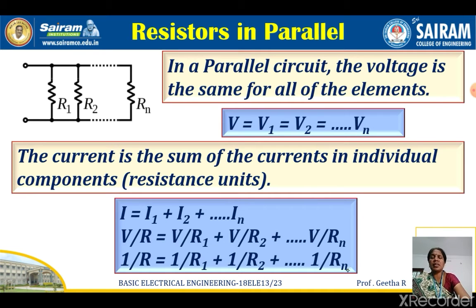If there are two resistors connected in parallel, then 1 by R equivalent is equal to 1 by R1 plus 1 by R2, that is R equivalent is R1 into R2 divided by R1 plus R2. So in a parallel circuit, the voltage is same across all the components since it is connected in parallel, but the current is the sum of all the individual components. To calculate the equivalent resistance for the parallel circuit, the reciprocal of the R equivalent is equal to the sum of the reciprocals of the individual resistances.